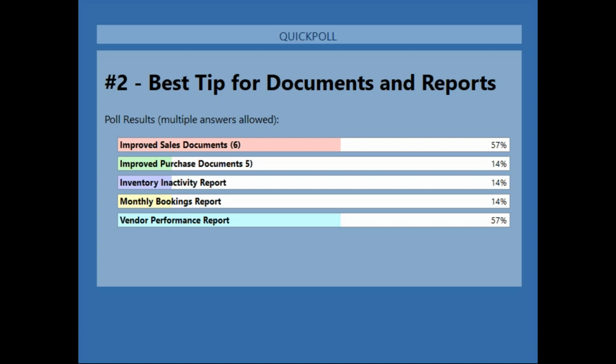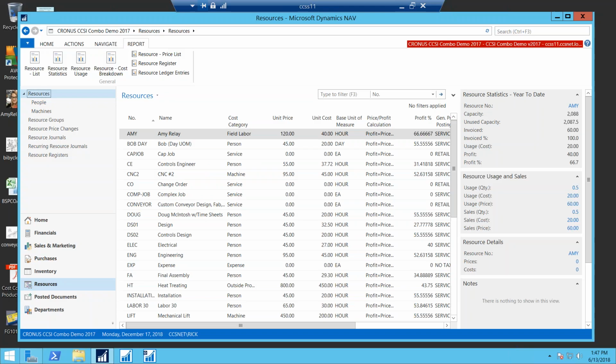But the purchase documents are a mirror image of them. The inventory inactivity got 14%. I didn't even show it to you, so you like it. The bookings report, so we got a few people that actually could utilize that, and the vendor performance report. Again, all these right out of the box included with Reports Pack Granule.